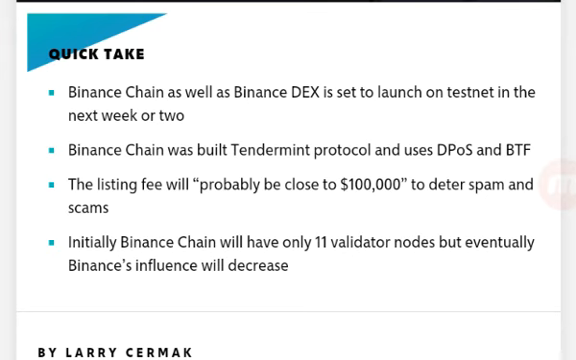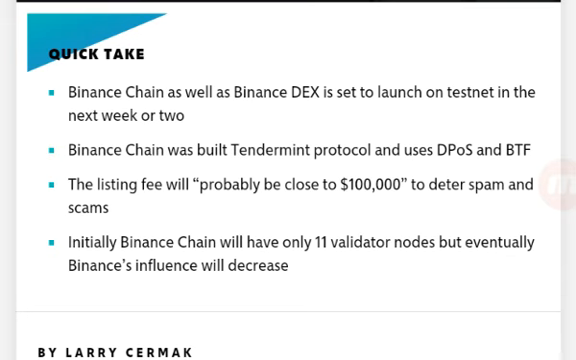So, this is just a quick rundown of what we could get with the Binance Dex. The Binance chain as well as Binance Dex is set to launch on testnet in the next week or two. Binance chain was built on the Tendermint protocol and uses delegated proof of stake and BFT. The listing fee will probably be close to $100,000 to deter spam and scams. Initially, Binance Chain will have only 11 validator nodes, but eventually Binance influence will decrease.